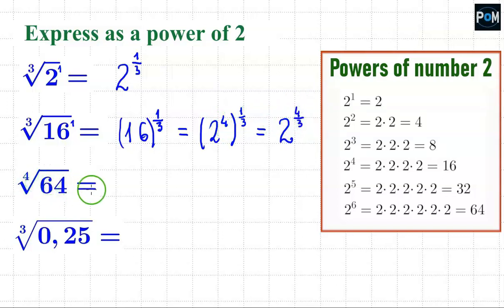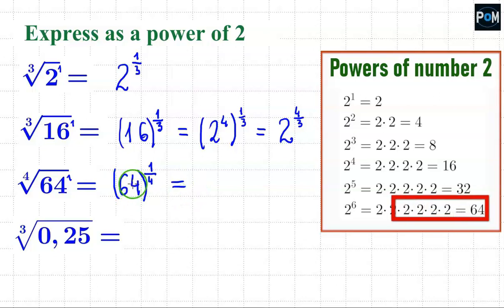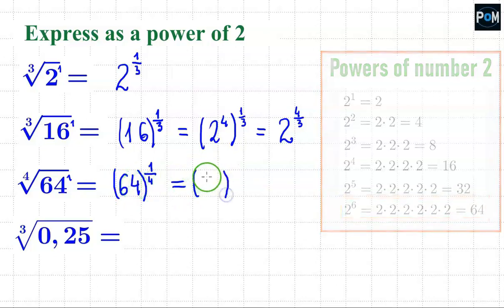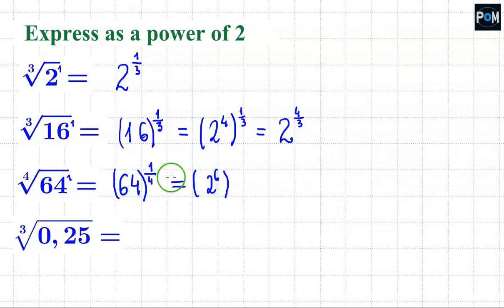The 4th root of 64 is going to be 64 to a fractional power. 4 is the denominator. The degree of the root always goes to the denominator, and in the numerator it's going to be this so far invisible one. Just like in the previous example, we'll use our table and find out what equals 64. 64 is otherwise known as 2 to the power of 6. So in this bracket, we can put 2 to the 6th power. And outside the bracket, we still have a fraction of 1/4.